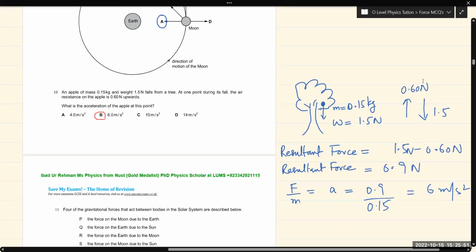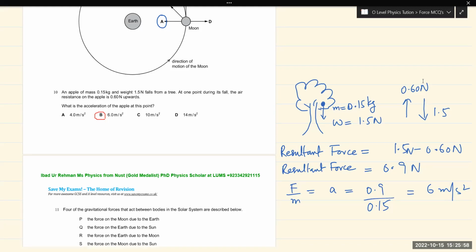Achha. So another question is, an apple of mass 0.15 kg and weight 1.5 Newton falls from a tree. So at one point during its fall, the air resistance on the apple is 0.6 Newton upward. So what is the acceleration of the apple at this point? So हमारे पास जो mass है apple का वो 0.15 kg है और जो weight है वो है 1.5 न्यूटन.